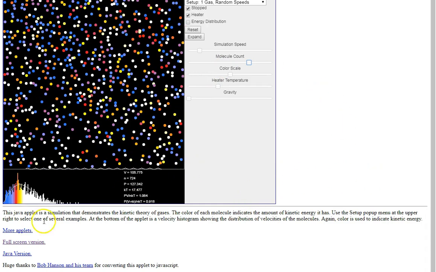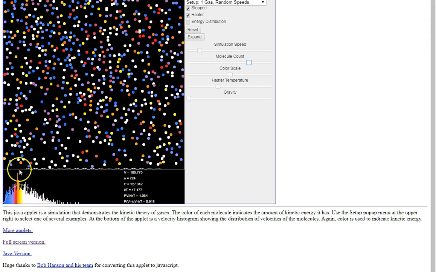Let me stop it there. The curve actually broadens out, and if you pay attention to what the curve is showing, this makes sense. We have more molecules going at a faster speed. We have relatively fewer molecules going at a slower speed on average, right?